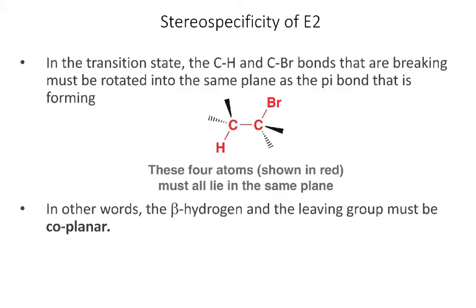All right, so what drives this stereospecificity is the fact that at the transition state of the E2 reaction, the halogen that's leaving and the hydrogen that's leaving and the 2 carbons they're attached to must all lie in the same plane. And this is necessary for the electrons in these bonds that are going to become the pi bond. They have to be perpendicular to the rest of the molecule. And so these atoms all need to be in the same plane. Right? In other words, the beta hydrogen and the leaving group must be what's called coplanar. They must all lie in the same plane.